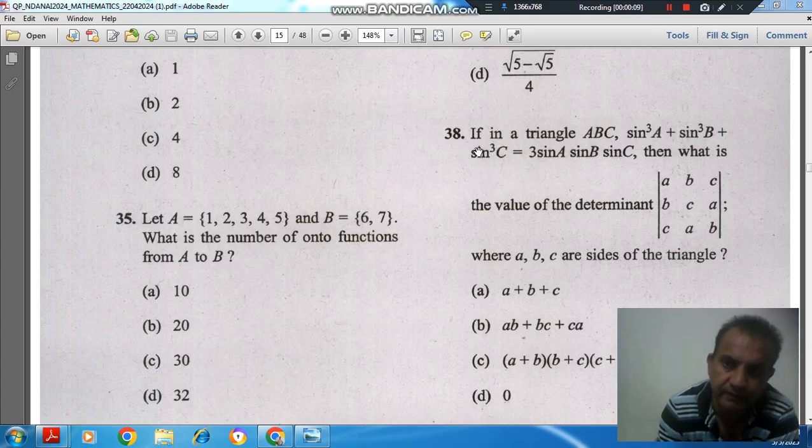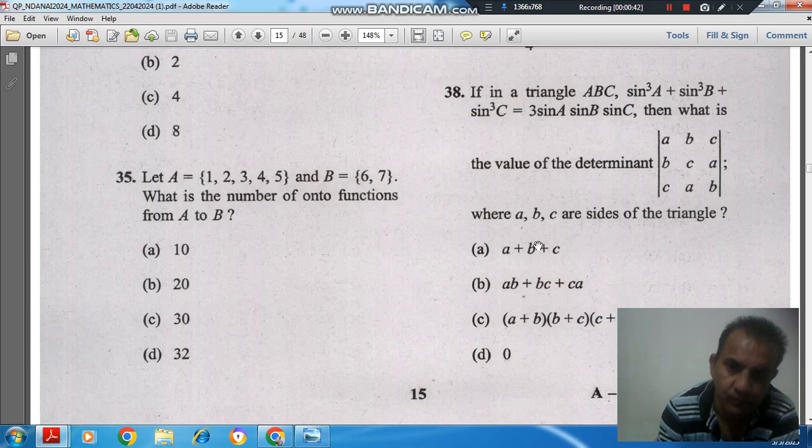Question number 38 is, if in a triangle ABC, sine cube A plus sine cube B plus sine cube C is equal to 3 sine A sine B sine C, then what is the value of the determinant? First row a b c, second row b c a, third row c a b, where small a, b, c are sides of the triangle.